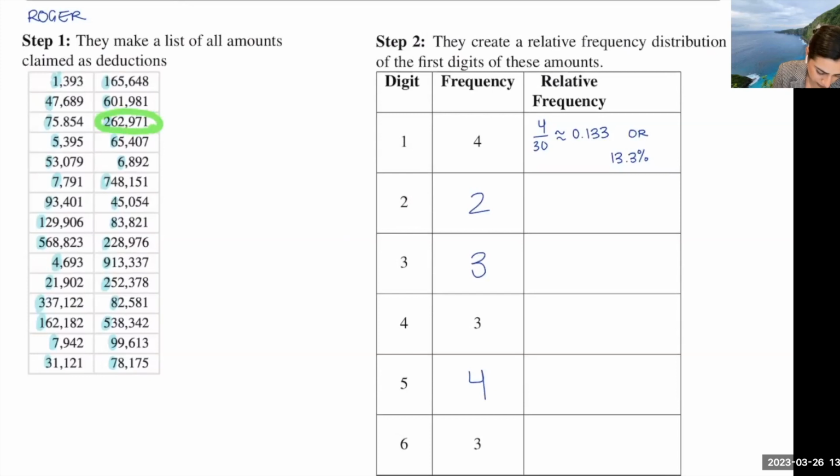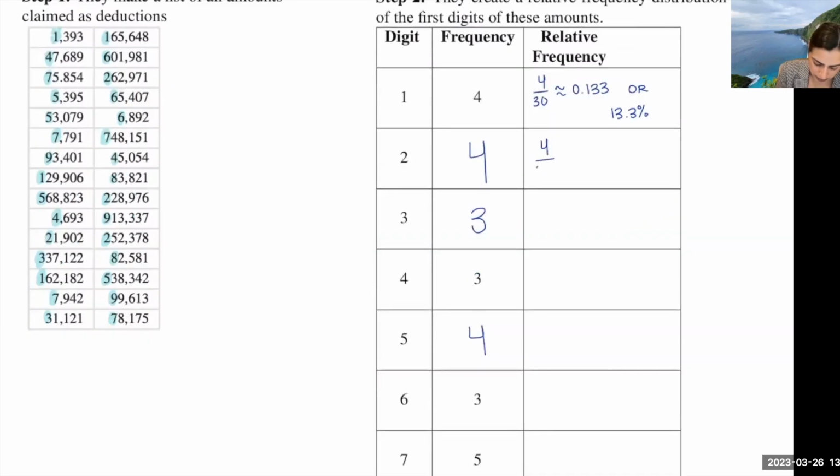So there's 1, there's 2, there's 3, there's 4. Okay, so we have actually 4 amounts that start with the 2. So I might have just written it wrong. So these two have the same relative frequency because they occur the same amount of times. It is approximately 0.133.